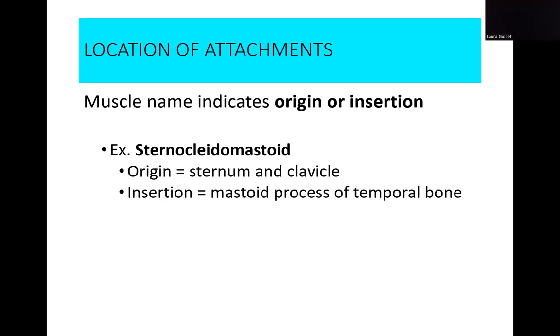So sternocleidomastoid is named for its 2 origins and 1 insertion, the origins of the sternum and the clavicle, and then the insertion on the mastoid process. That's one of the reasons why you had to know the mastoid process.